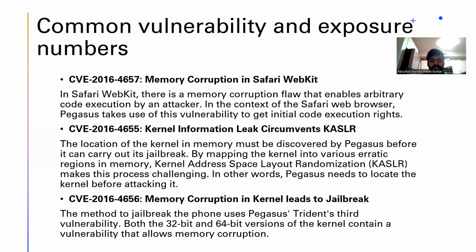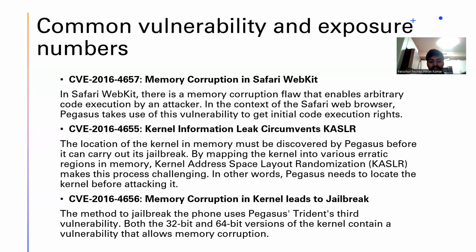In CVE-2016-4655, a kernel information leak circumvents KASLR, where KASLR is kernel address space layout randomization. The location of the kernel in memory was discovered by Pegasus before it carried out the jailbreak. In other words, Pegasus needs to locate the kernel before attacking it.